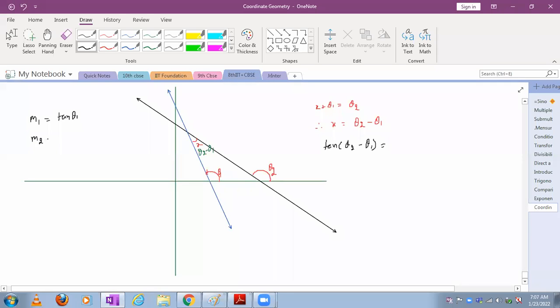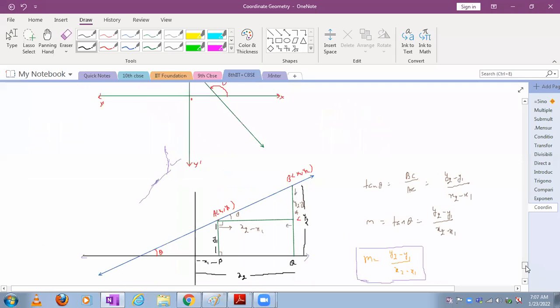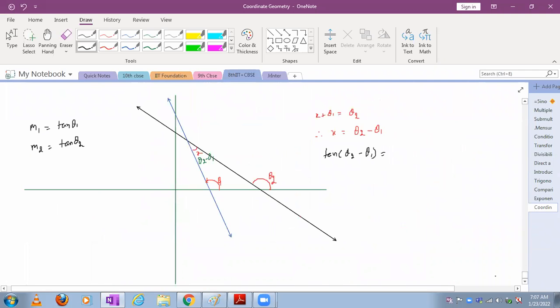M2 is equal to what? M2 is equal to tan theta2. Slope m1, m2. Yesterday I told you about slopes. Remember or not? Actually, yesterday we got the slope: slope is nothing but m is equal to tan theta, which is y2 minus y1 divided by x2 minus x1.